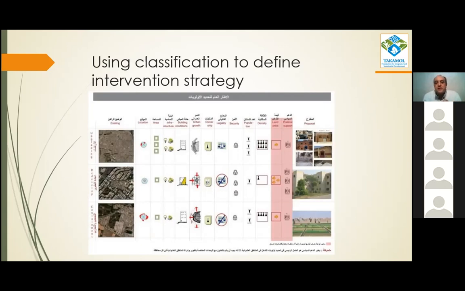That gives us lesson number one, that we have no single solution that fits all informal areas. Every area has its own situation, and we have to study the history, the location, the demographic situation, and the economic situation of the area. Then we decide what to do with this area. We put the intervention strategy.